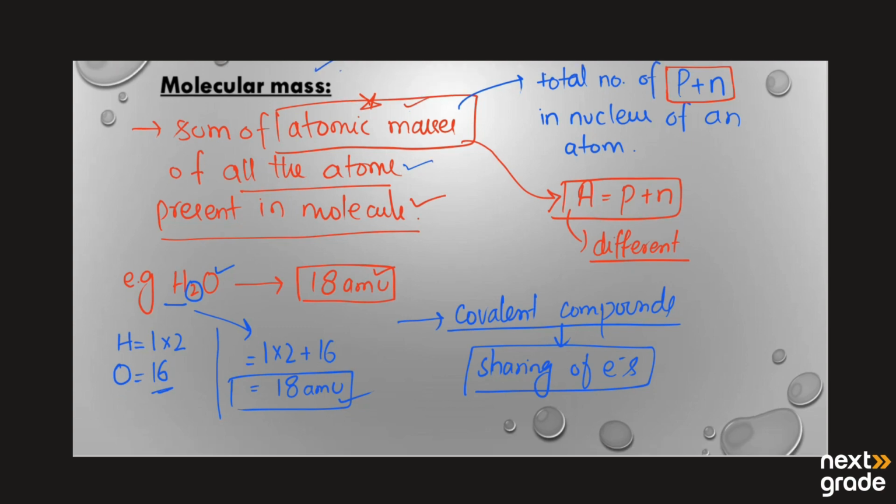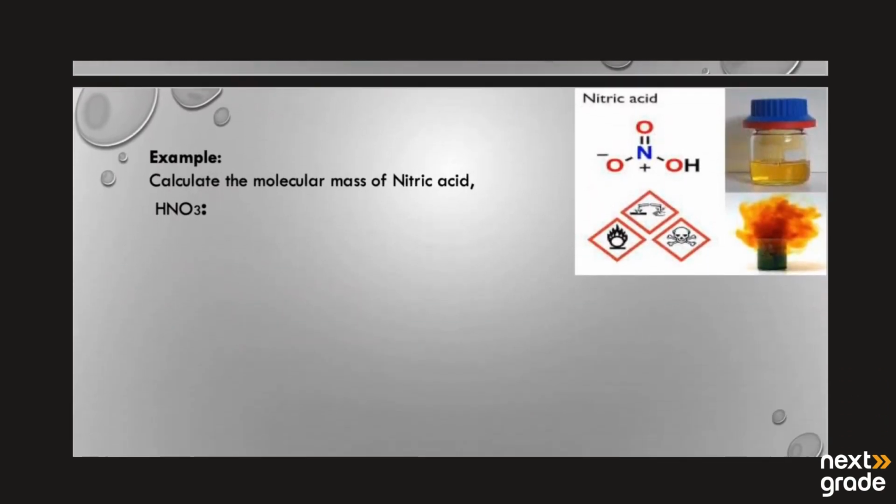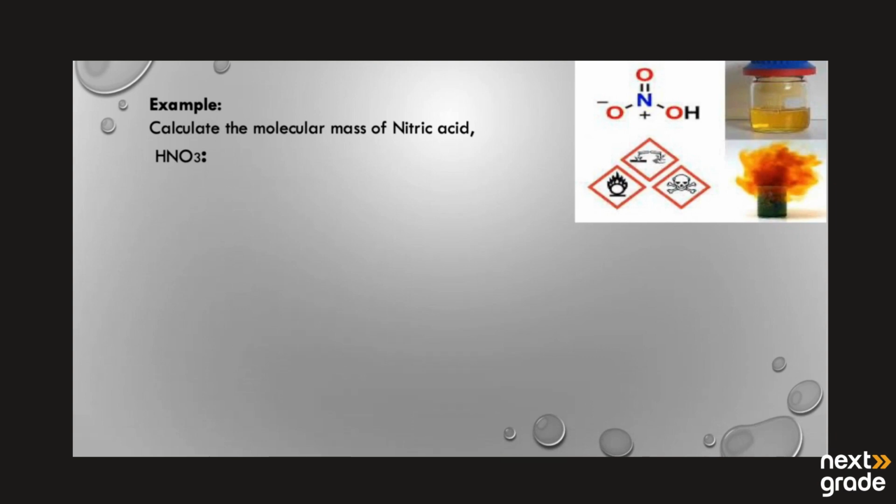Next we have an example: calculate the molecular mass of nitric acid. Nitric acid is a very dangerous acid, and it is highly flammable. So we cannot touch it with the hand. We need some type of apparatus or some type of dropper to use nitric acid. In turn, let's find what its molecular mass is.